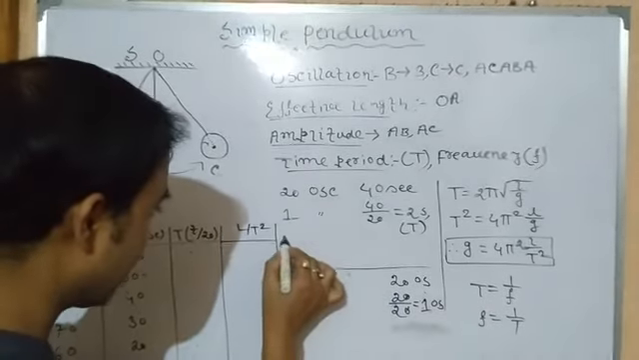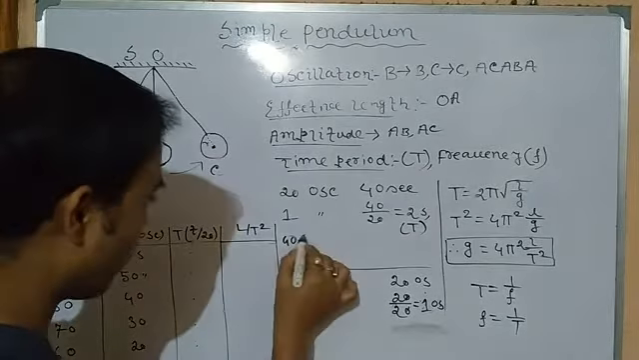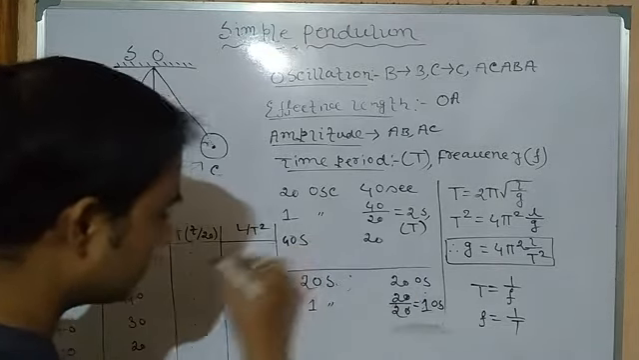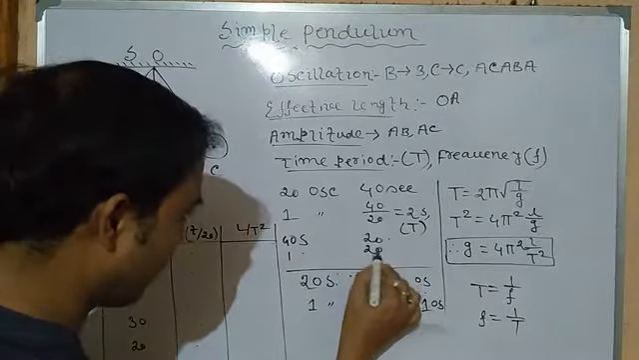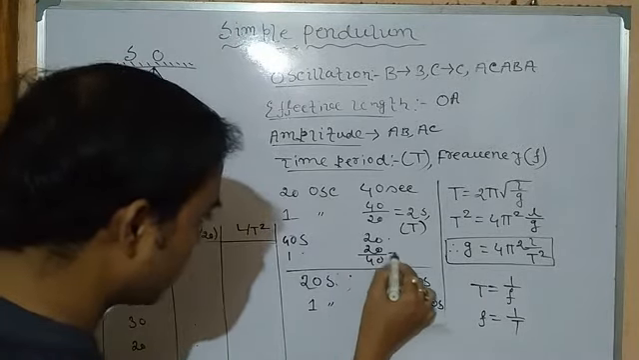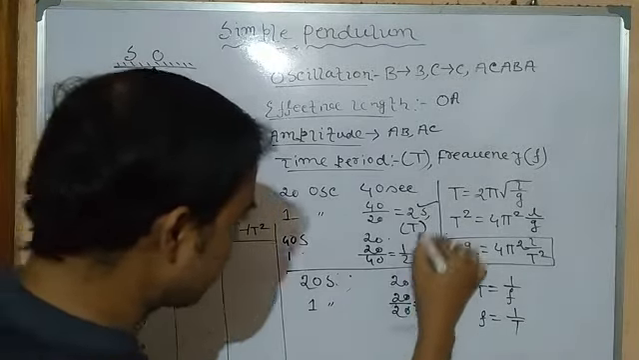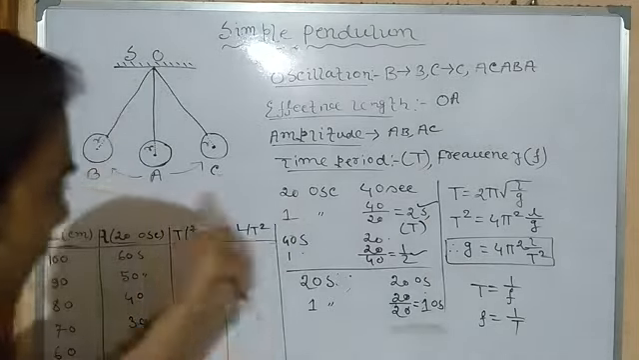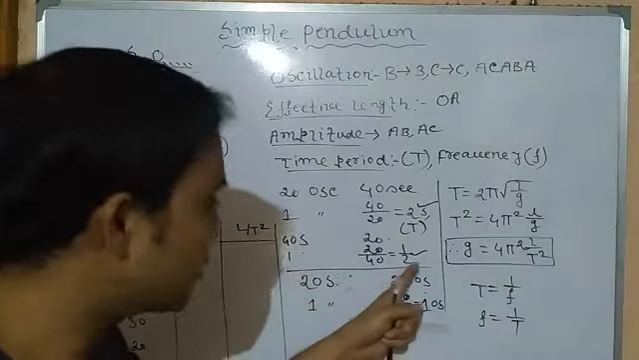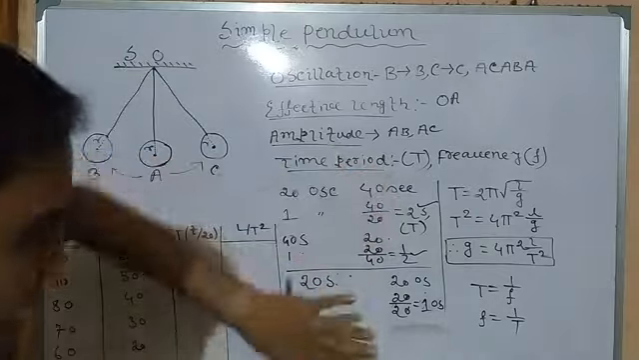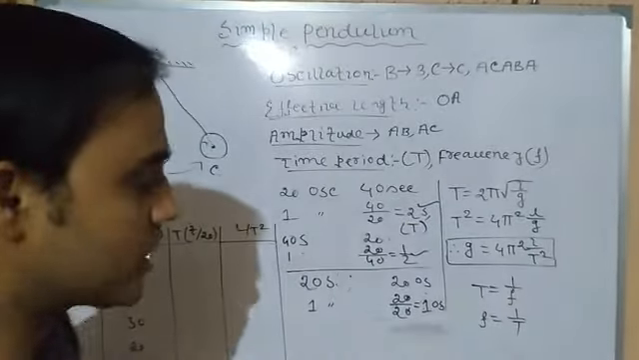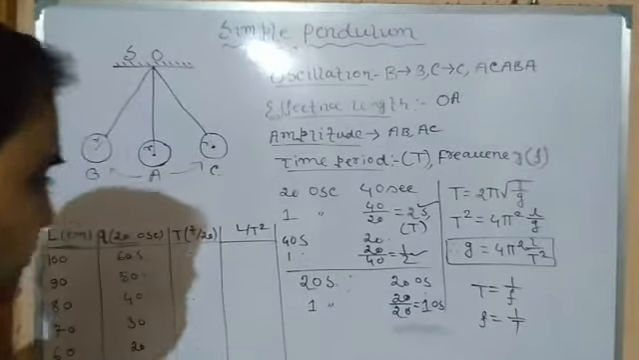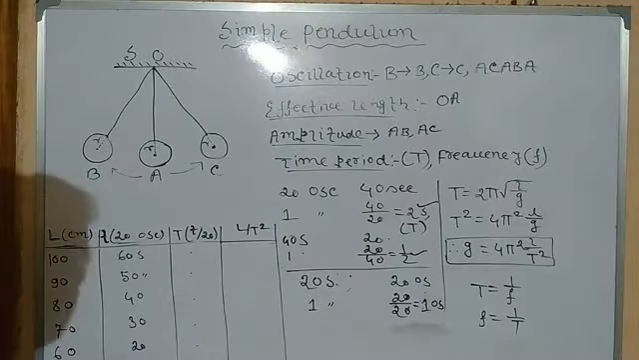What is that? In 40 seconds we can complete 20 oscillations. So in 1 second, that is 20 by 40, that is half. Isn't it reciprocal? Time period was 2 seconds, whereas frequency was half. So the relation between time period and frequency is just reciprocal. Clear? So this is time period and frequency.